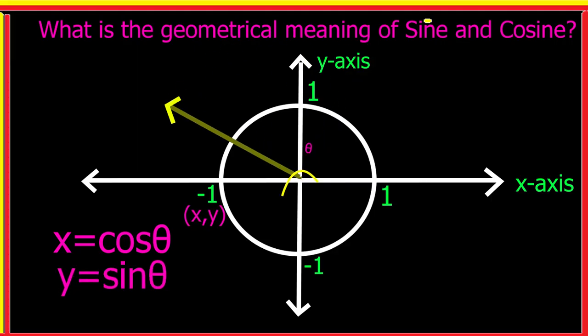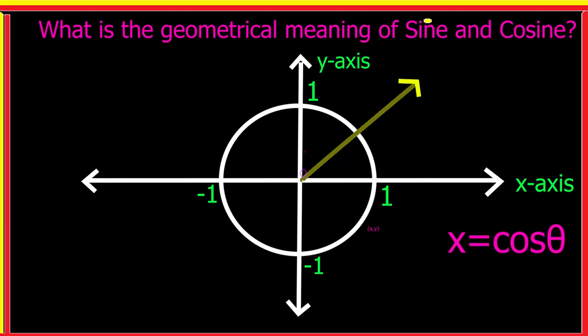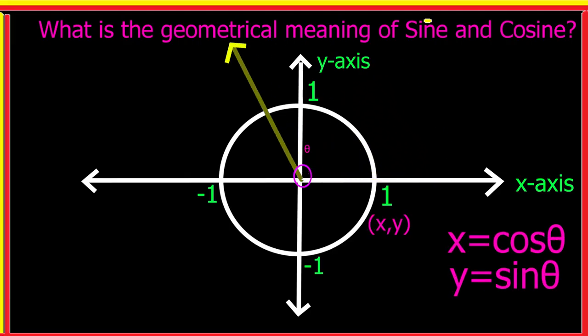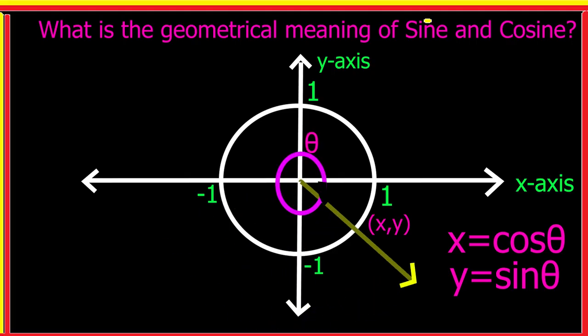Okay, look, in the first quadrant, second quadrant, in the third quadrant, wherever, our definition of the sine function and the cosine function is the second coordinate and the first coordinate respectively.